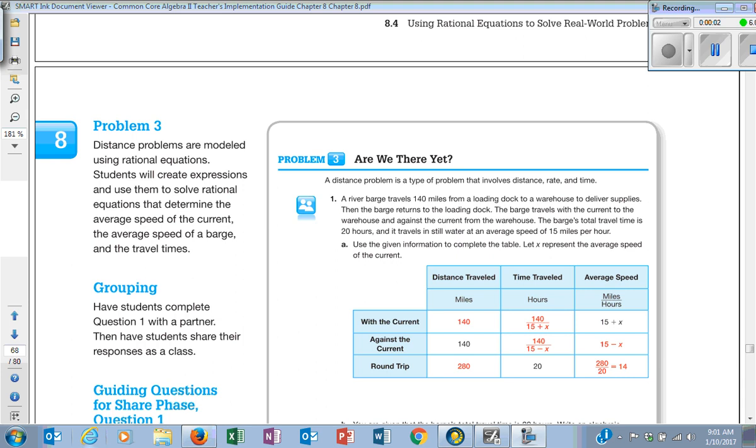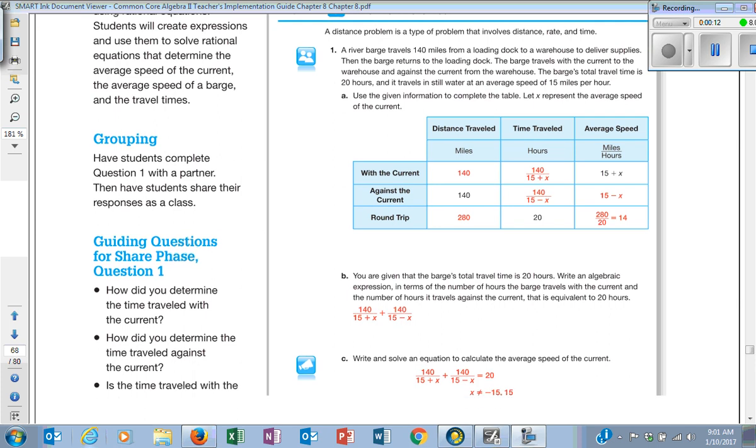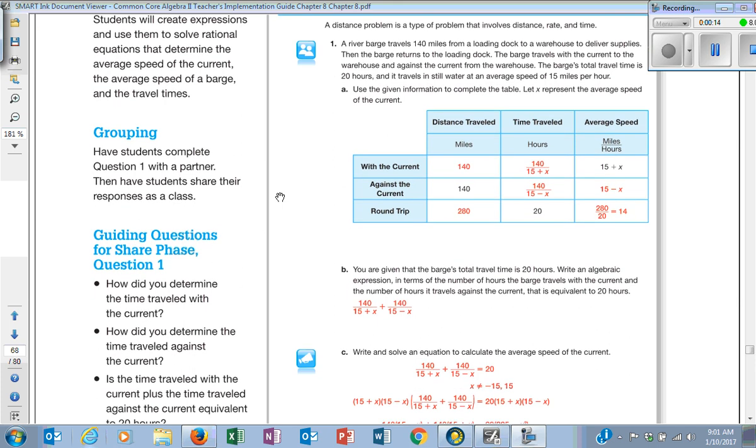All right, so very similar to yesterday, I'm not going to read the problem. I'm just going to explain it, so I'd appreciate if you would pause the videos and read the questions and make sure you understand what we're talking about. But after you read this, you'll understand that with the current, he's going up and back, this barge is.